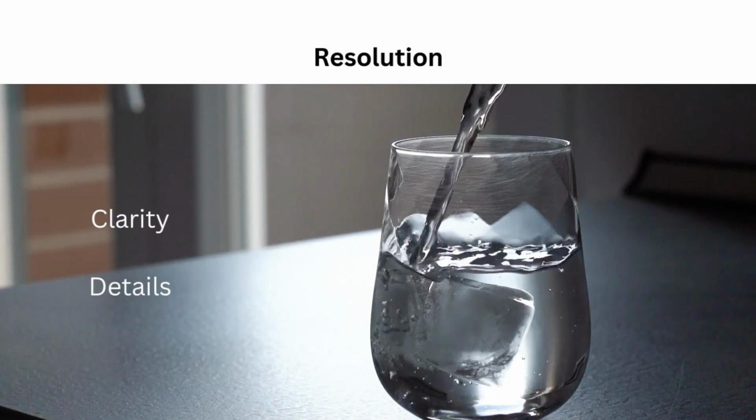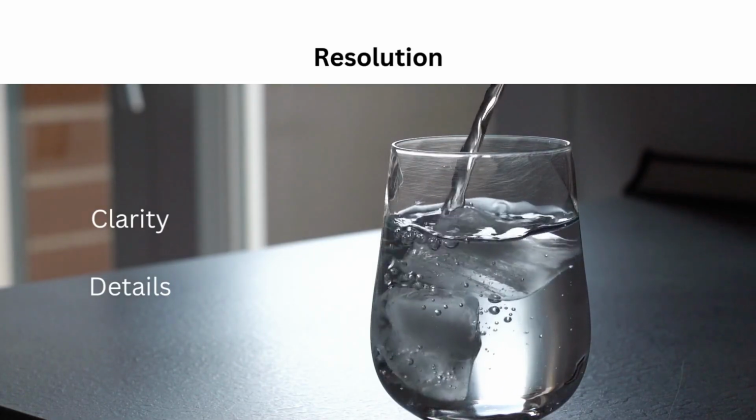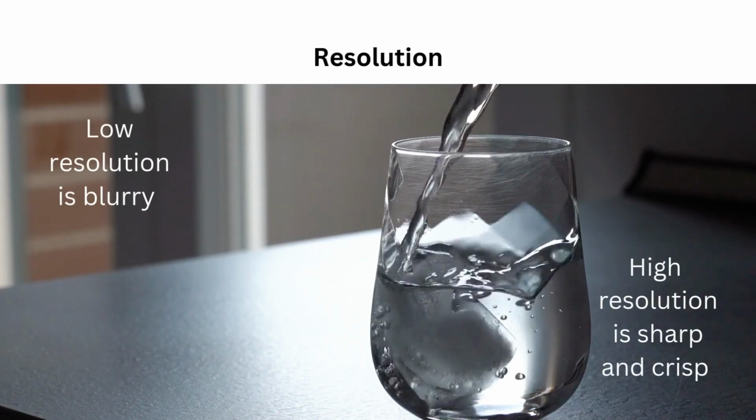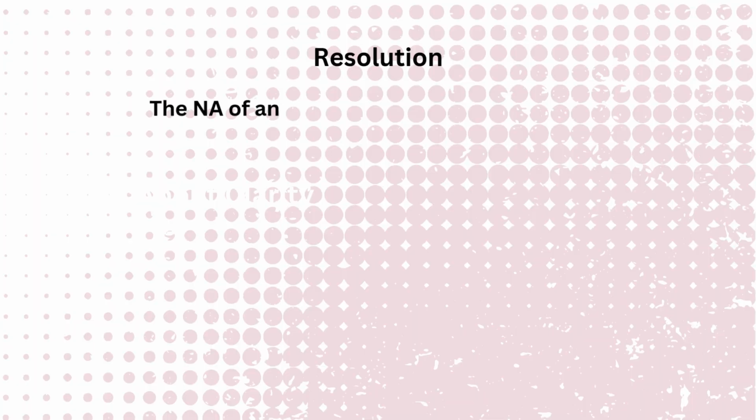Resolution is all about clarity. It defines how well you can distinguish small details. High resolution means sharp, crisp details, while low resolution looks blurry. Resolution is directly related to NA.